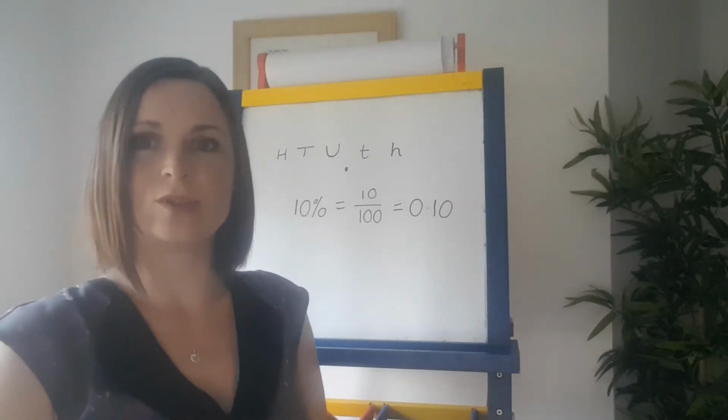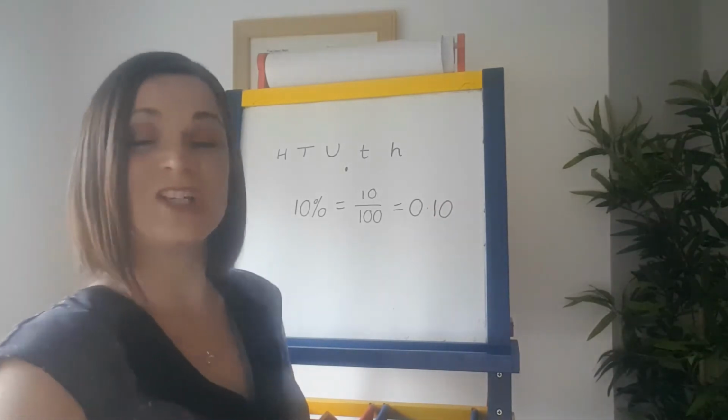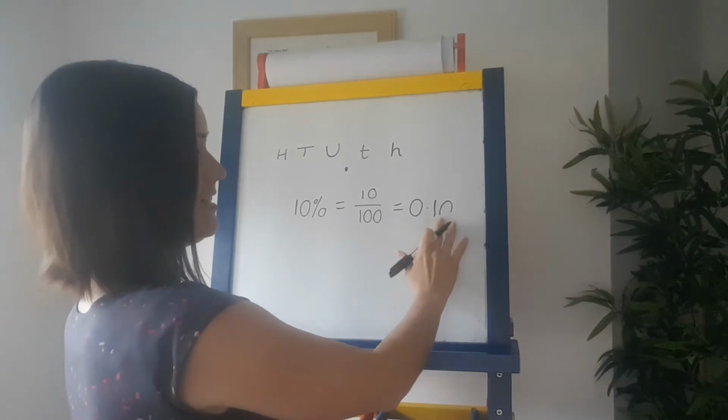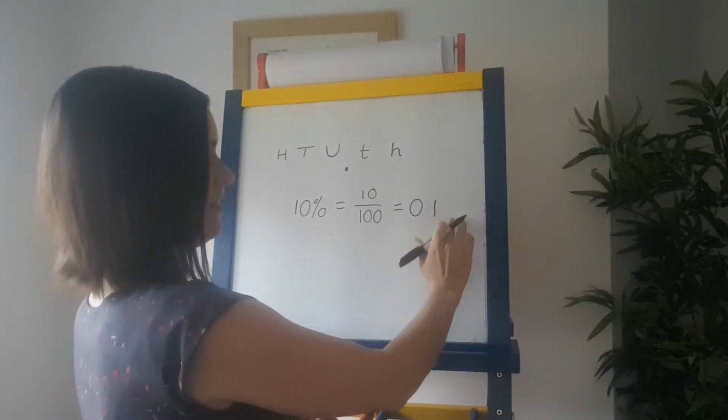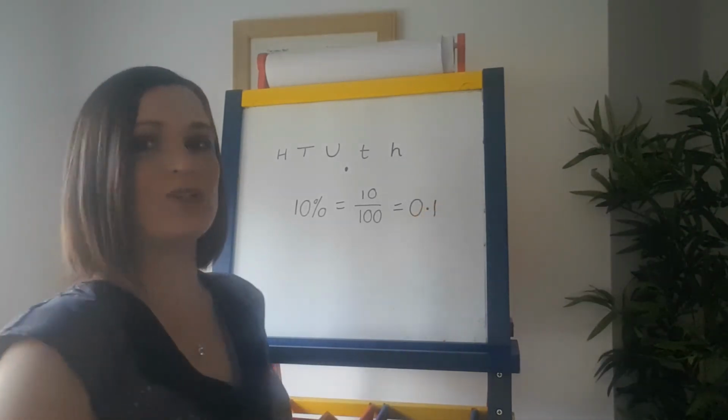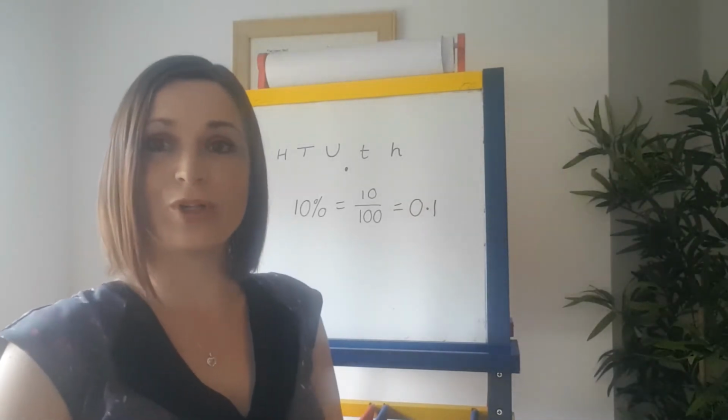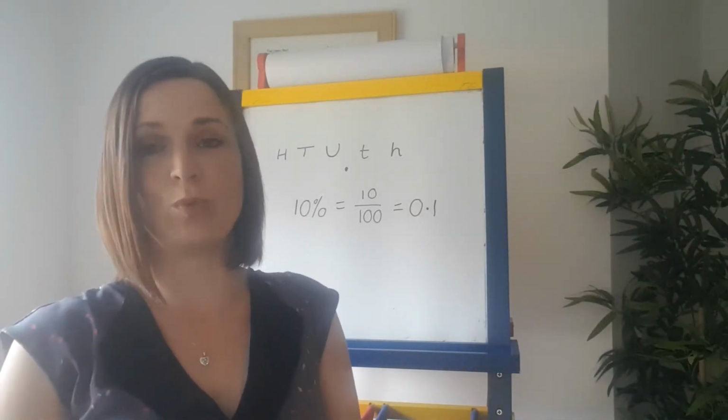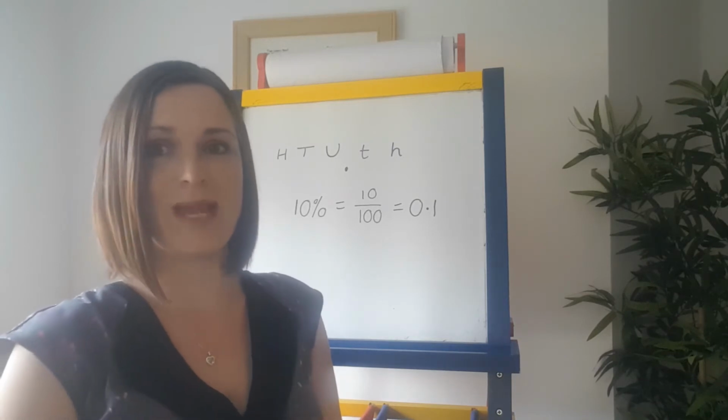Now you may be looking at that going, Mrs. Smith, you tell us not to put a 0 on the end, and you're absolutely right. That 0 is not needed there. When it comes to the decimal number system, you do not need that 0. If you are using something like money, however, you would need that 0 to show that it was 10 pence.